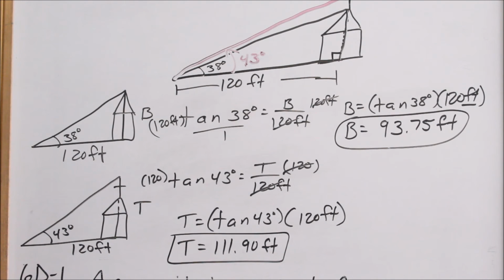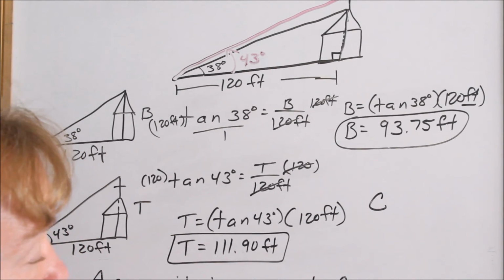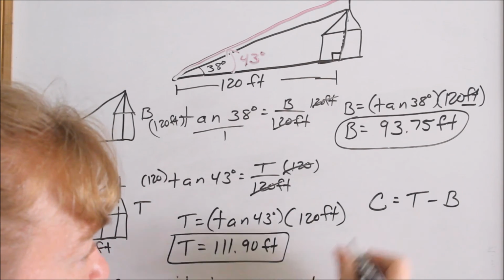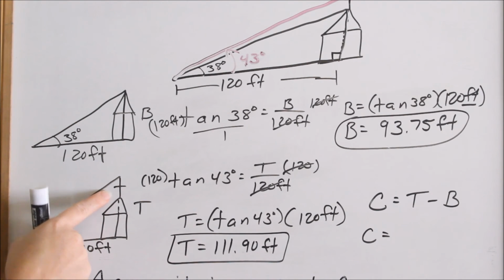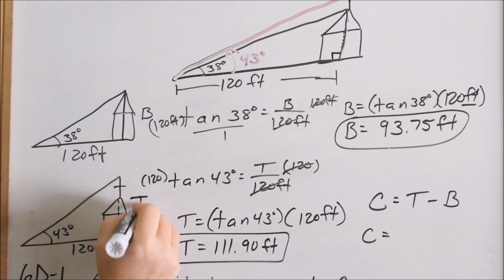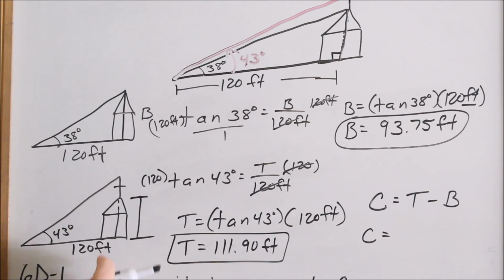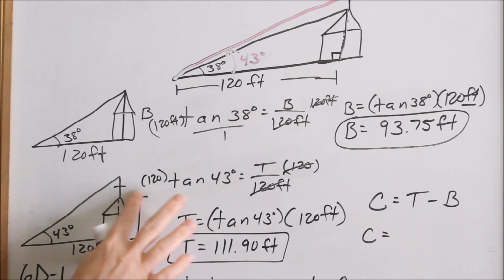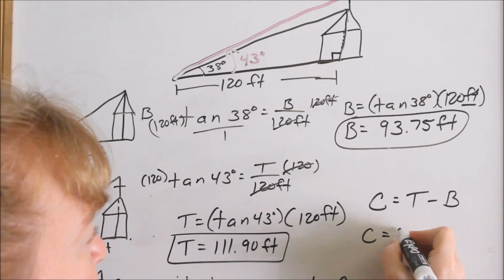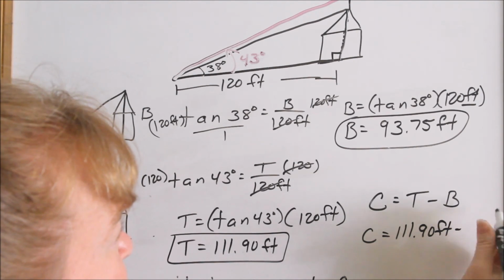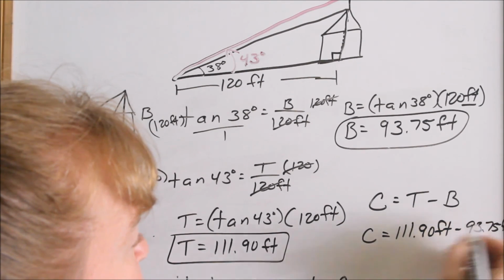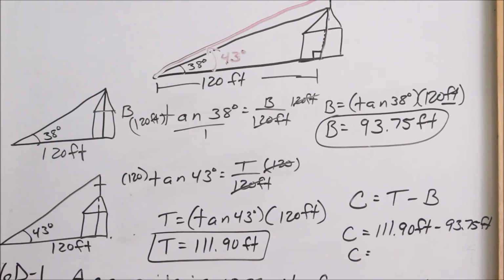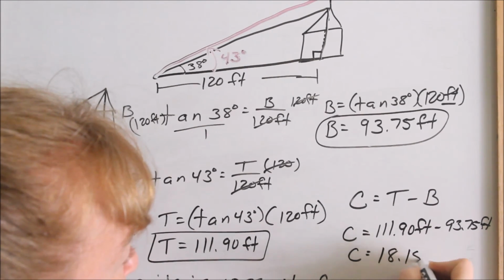Okay, how do we find just the height of the cross? The height of the cross, I'm just going to call it C, would be the height to the top of the cross minus the height of the building. Okay, so that will tell me just the height of the cross, because I need to subtract off that height right there. I have all the way to the top of the cross, subtract off that height, and that will give me the height of the cross all by itself. So basically 111.90 feet minus 93.75 feet. So the height of the cross is about 18.15 feet.